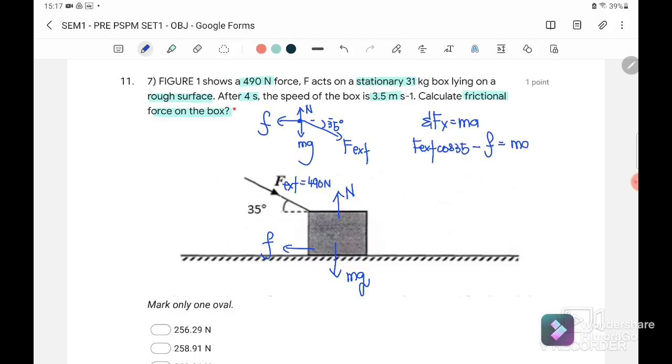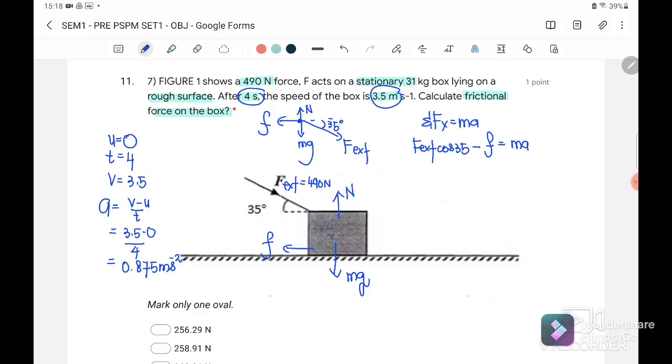equals ma. So we need to find out the acceleration first. Initially it is at rest, so u is equal to 0, and after 4 seconds, it will move with the velocity 3.5. Therefore, the acceleration is v minus u over time taken, so it's 3.5 minus 0 over 4. Therefore, the acceleration that we will get is equal to 0.875 meters per second squared.